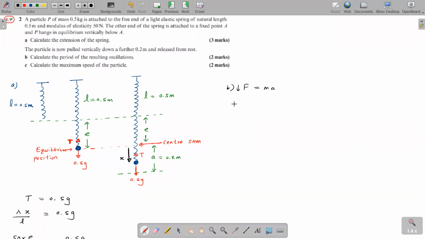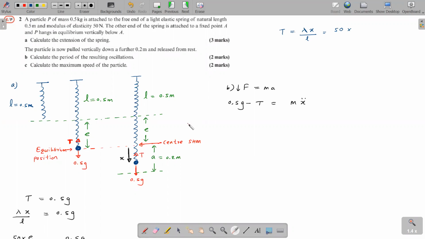Okay, so away from the center we have 0.5g minus tension equal to mx double dot. So what about the tension? We know tension is equal to lambda x over L, right? So lambda is the elasticity, 50, and x is, okay, how much is the extension?